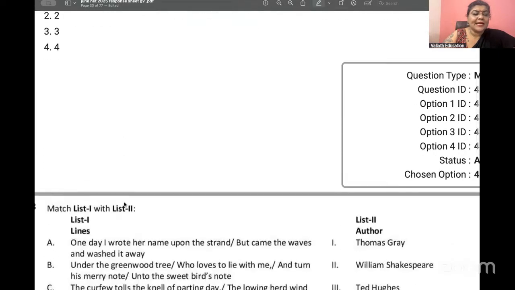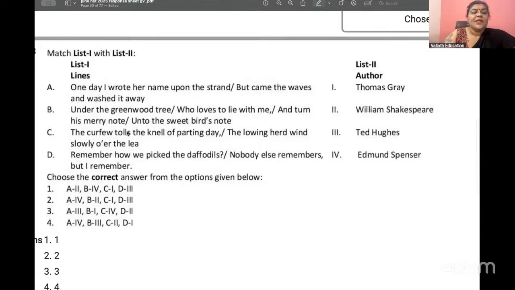Anyway, it has to be contested, I think. Next one, very easy. "One day I wrote her name," I don't know. "Under the greenwood tree," I know it is Shakespeare. "The curfew tolls," I know it is Thomas Gray. So with B2 and 3-1, there is only one option, that is 2.